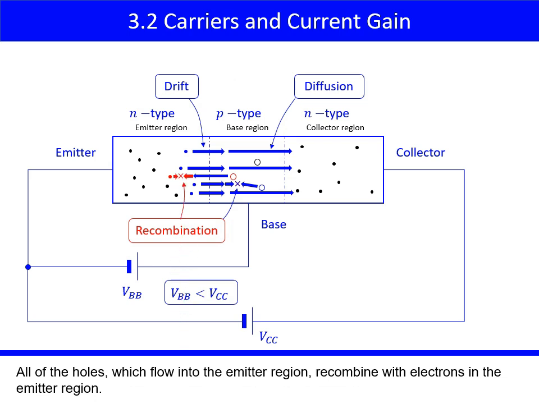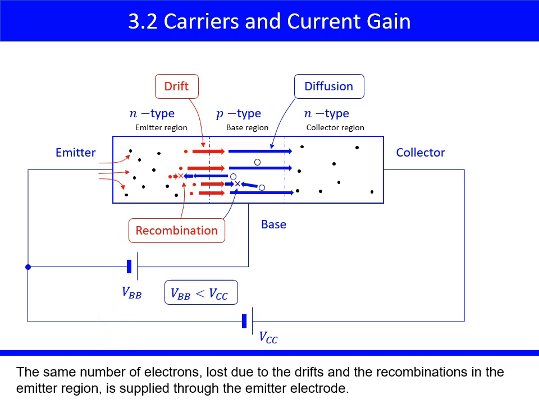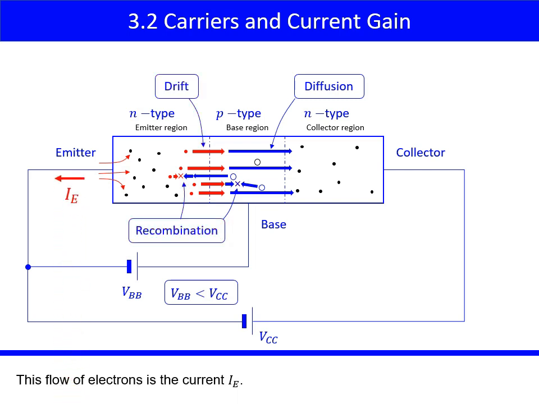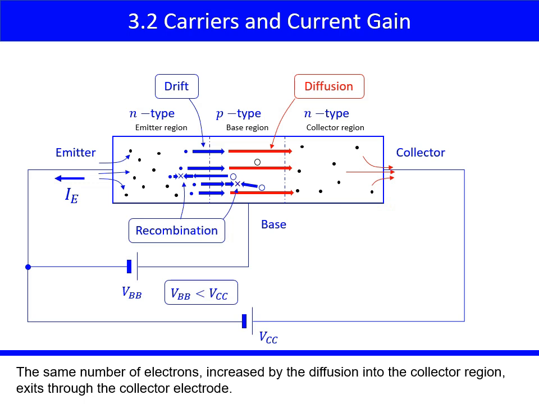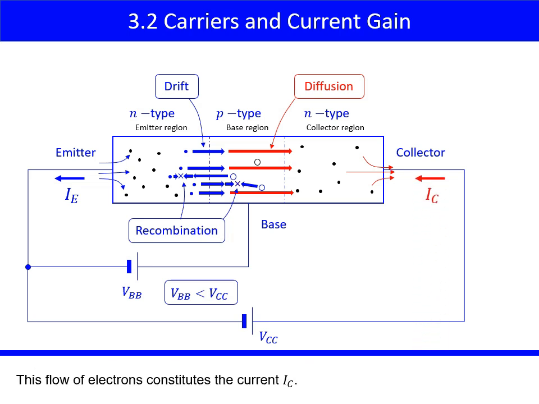All of the holes, which flow into the emitter region, recombine with electrons in the emitter region. The same number of electrons, lost due to the drifts and the recombinations in the emitter region, is supplied through the emitter electrode. This flow of electrons is the current IE. The same number of electrons, increased by the diffusion into the collector region, exits through the collector electrode. This flow of electrons constitutes the current IC.